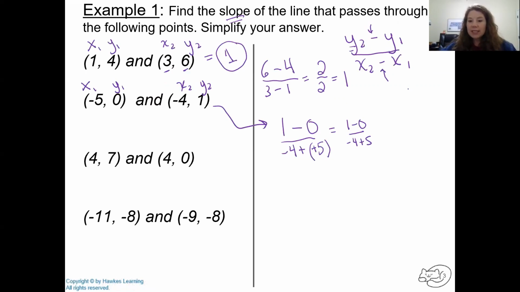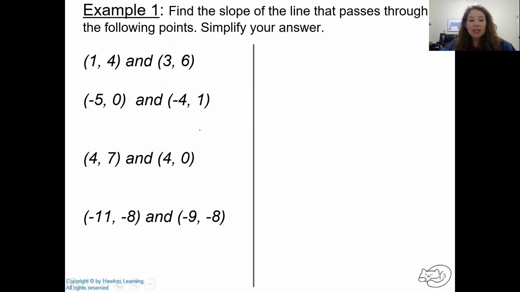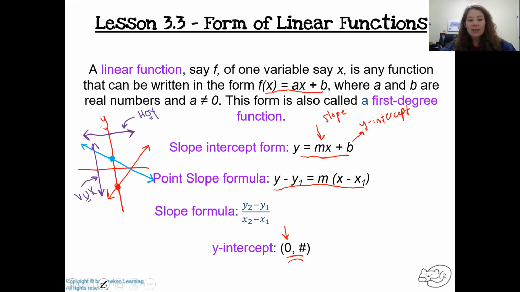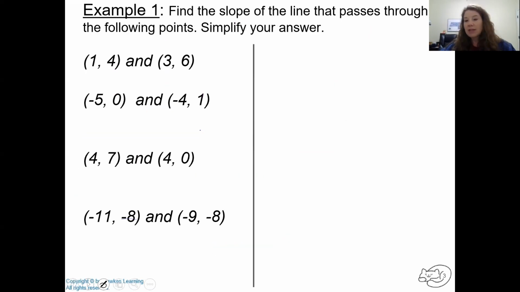All right, so then what is 1 minus 0? 1 minus 0 is 1. Negative 4 plus 5 is positive 1. And 1 divided by 1 is positive 1 again. Now that's just a coincidence that both of these are positive 1s. We could have anything. We could have a 3, we could have a 5, we could have negative 6, but it just so happens that both of those are positive 1.